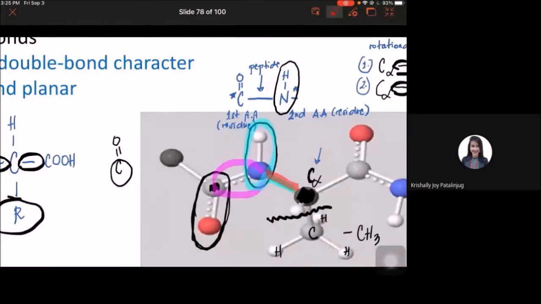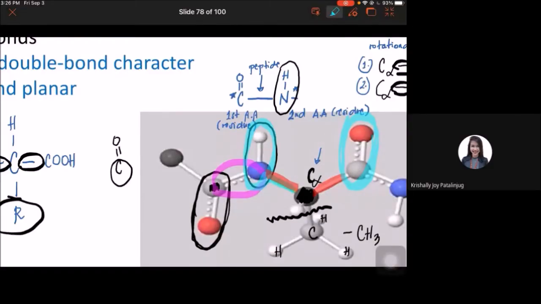Okay? And if that part is a rotational bond in between the alpha carbon and the amino group, then this part naman is a rotational bond between the alpha carbon and the carboxyl. So ito yung carboxyl group. Okay? So that is another rotational bond. So yan yung mga rotational bonds given this 3D structure.